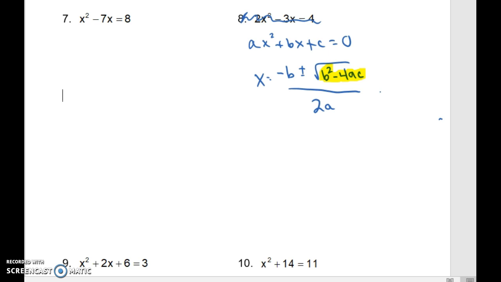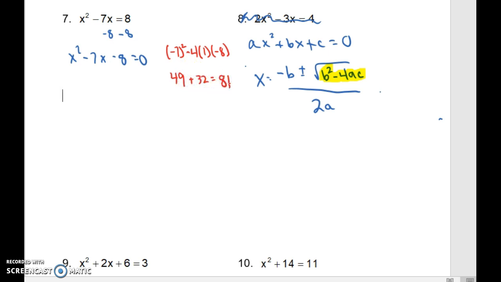So let's go through the process. We're going to do 3 examples. I'm going to start with number 7 here. I'm going to take away 8 from both sides to get it in the correct form so that I could potentially use the quadratic formula. Once I've got it there, I'm going to find the discriminant by taking b squared, negative 7 squared, minus 4 times a, which is 1, times c, which is negative 8. Negative 7 squared is 49, and this becomes 32, so that gives me 81. That's a perfect square.